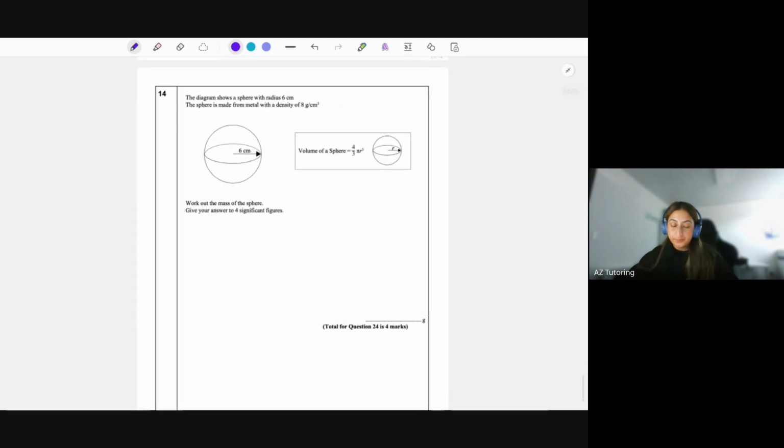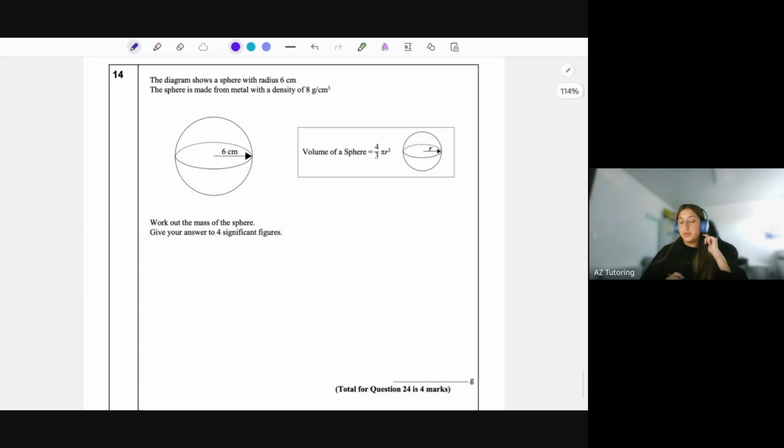So last question. The question says, the diagram shows a sphere with radius 6 centimeters. The sphere is made from metal with a density of 8 grams per centimeter cubed. Work out the mass of the sphere, give your answer to 4 significant figures. So it's asking us to work out the mass of the sphere. If we just draw the triangle for mass, density, and volume, we know density is mass divided by volume. So it's asking us to find the mass.